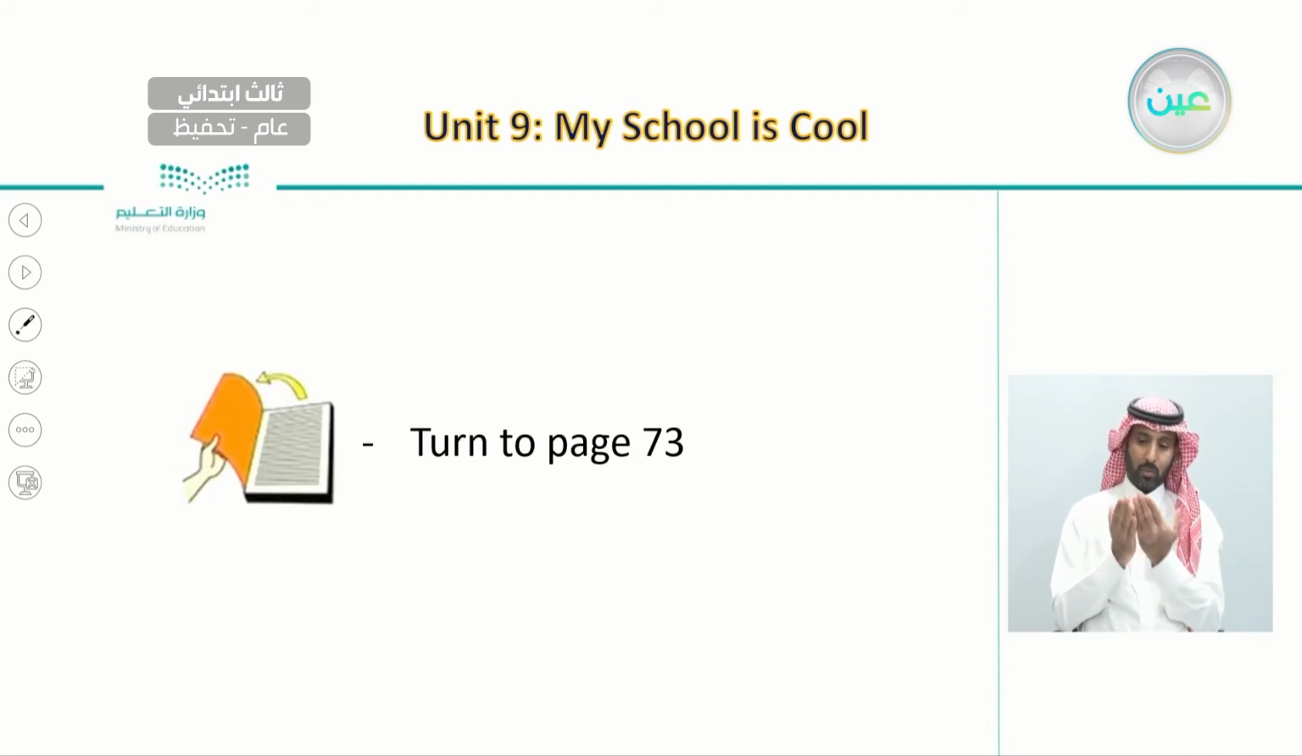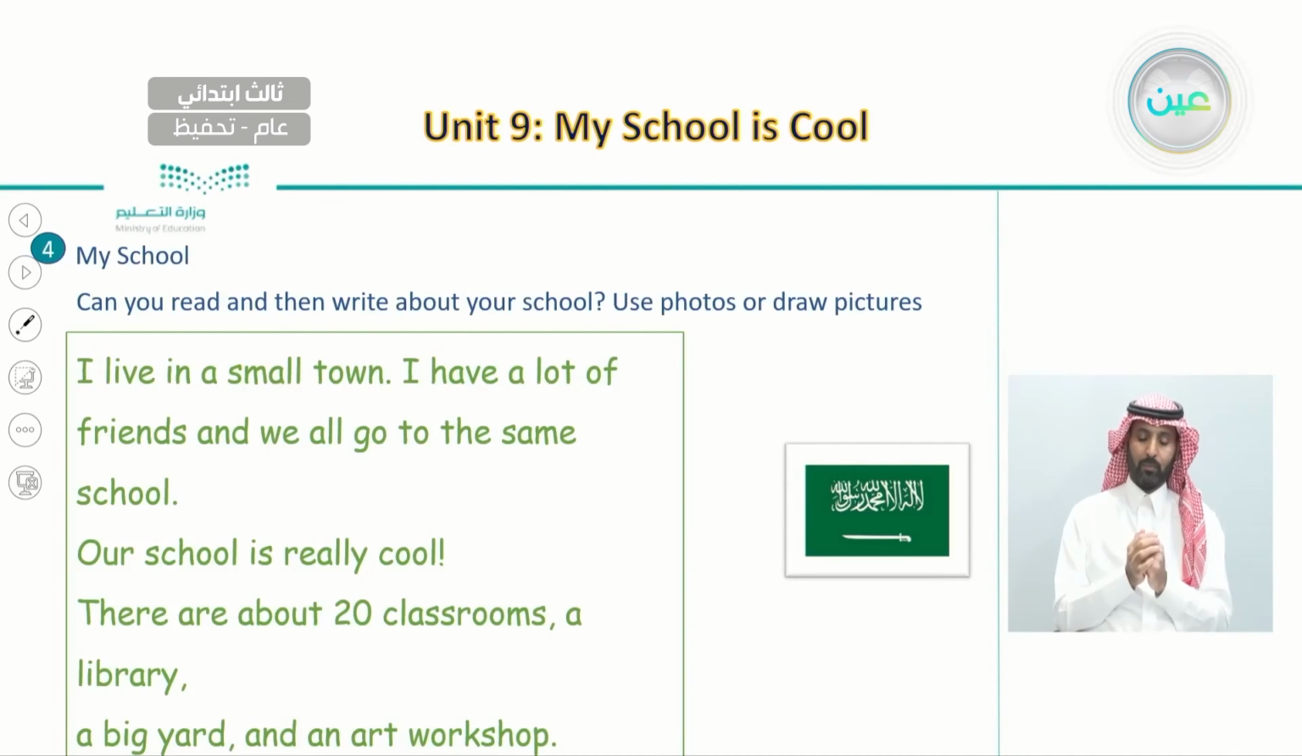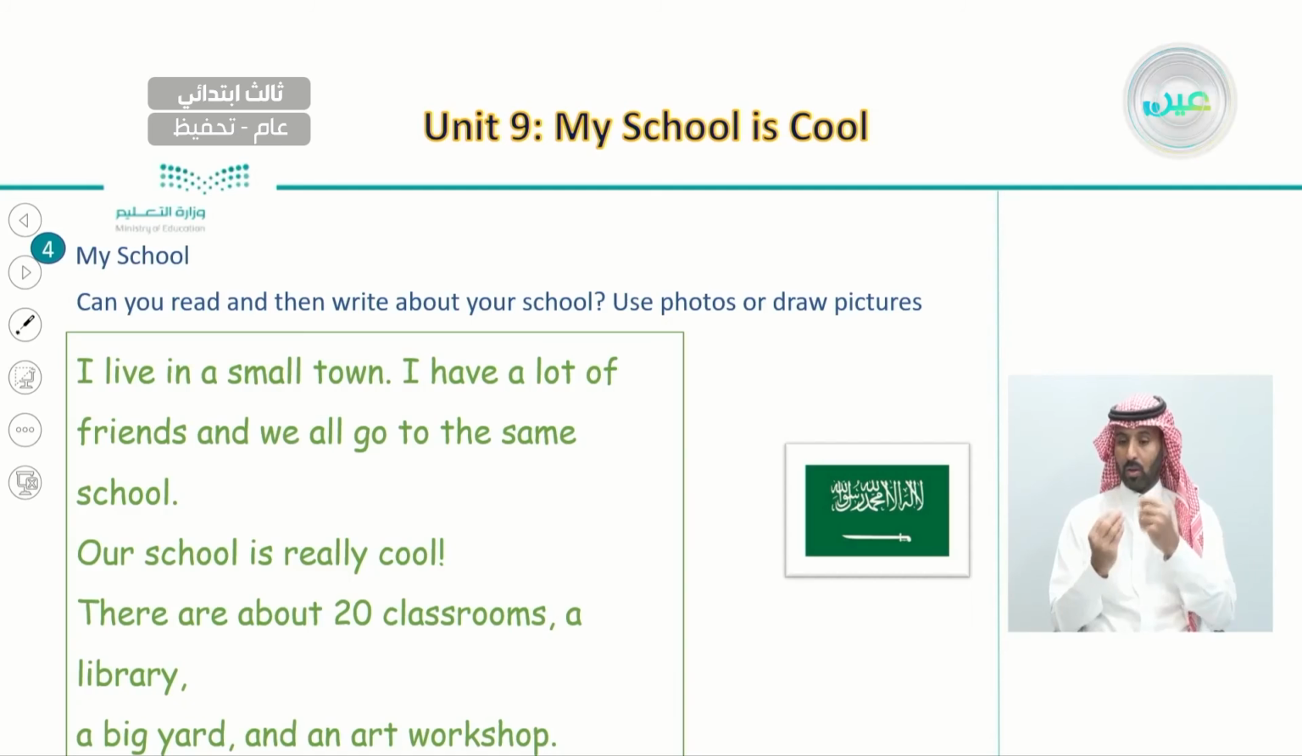Now, this is regarding the exercises on the first page. Now I'd like you to turn to page 73. On page 73, we are going to read and then write about our school, and we can use photos and even draw some pictures. So let's read, and after this we will learn to write.